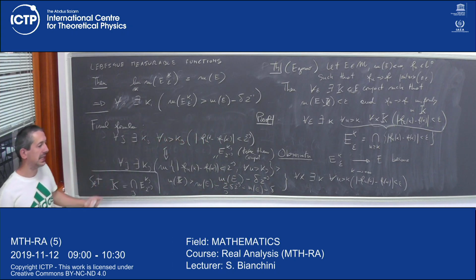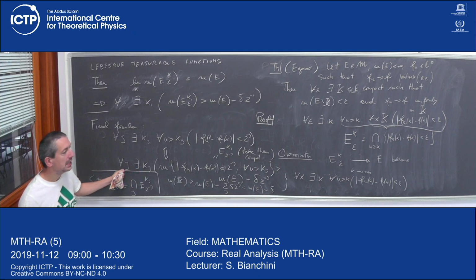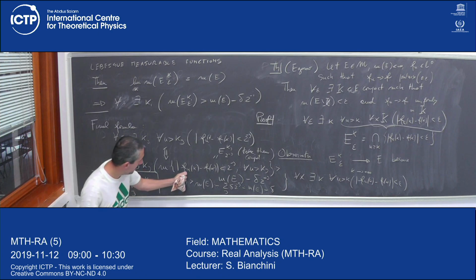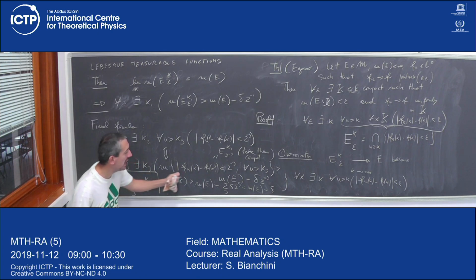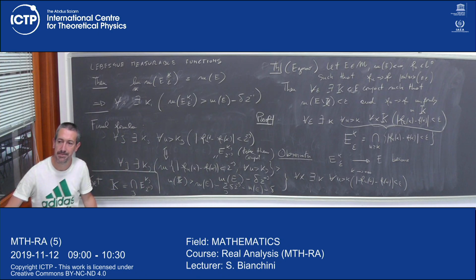And now what happens in K? In K, by definition, since K is contained in the set K_j, it implies that there exists this k_j index such that for every n larger, I have the uniform bound on the distance.